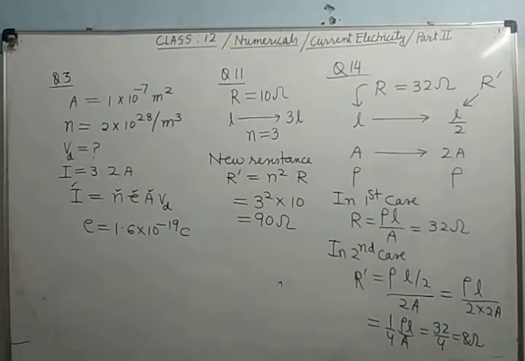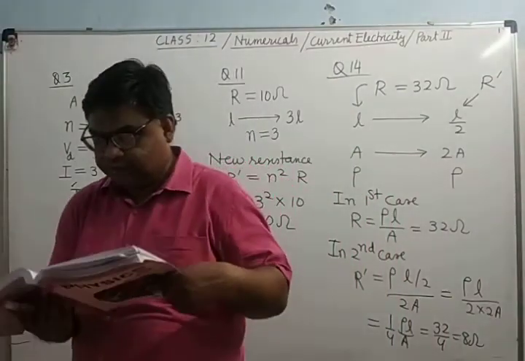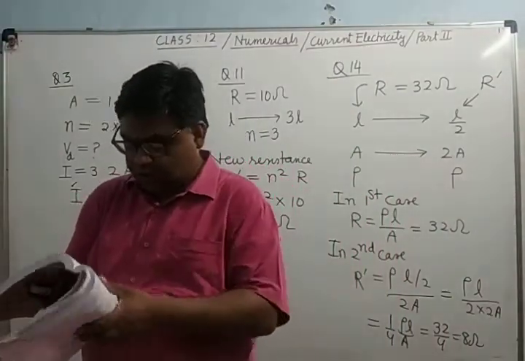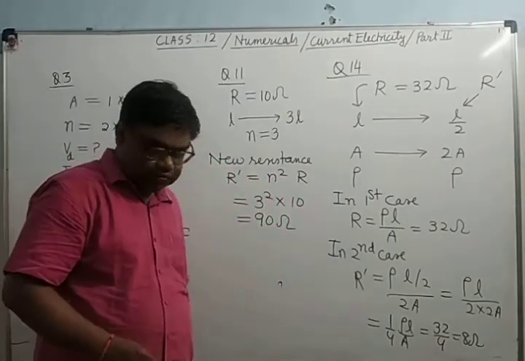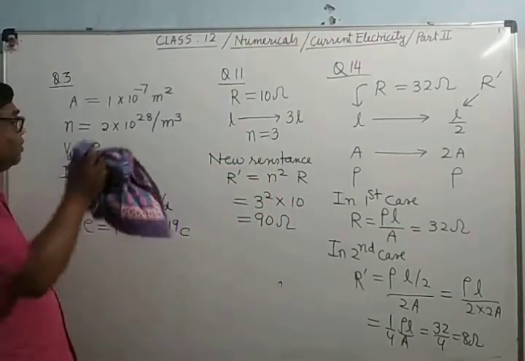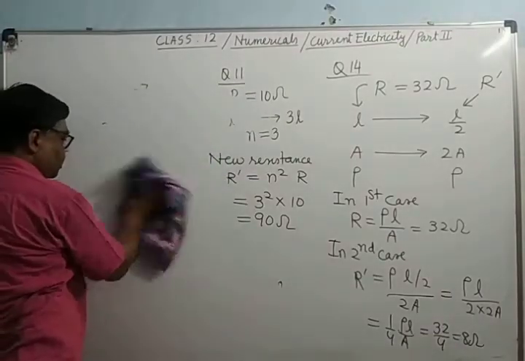It's clear. Now you see the next question. What is the next question here? You see question number 31. It's clear. Question number 31. You can see here.